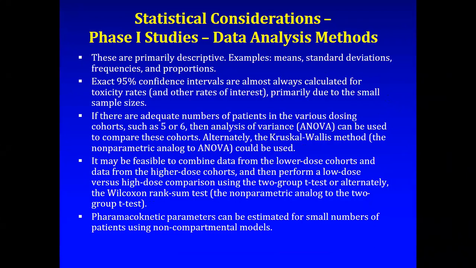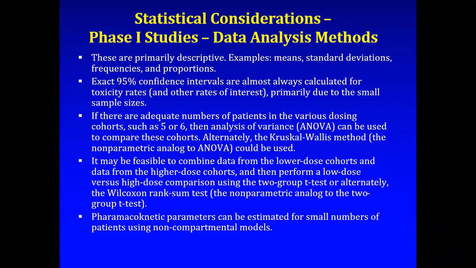In the rare cases where we do have, say, multiple dosing cohorts where we ended up with 5 or 6 patients in those, then we can statistically compare those using conventional statistical methods, such as analysis of variance. I seldom see phase 1 studies where we have enough patients that we can actually compare dose cohorts that way, but it does happen once in a while. And it may be feasible.